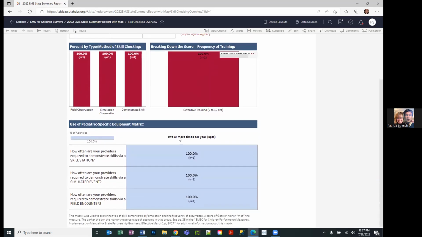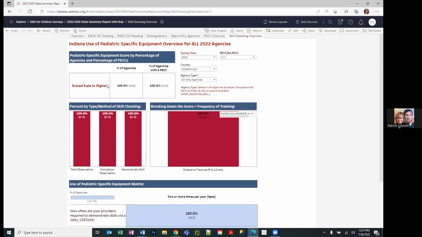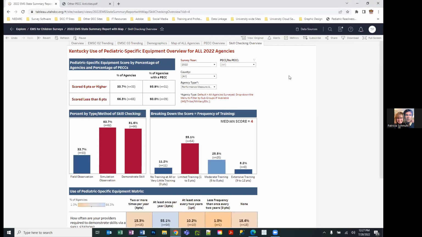And then you can see here the reason they scored 6 is because they're doing every single one of these 2 or more times per year. So this is a really great case of actually reaching out to see what they're doing to score so high. You may get information from your high performers to get how to help others. So keep that in mind. So I just wanted to show you that.